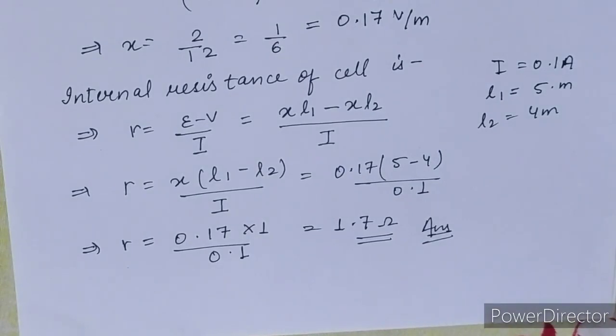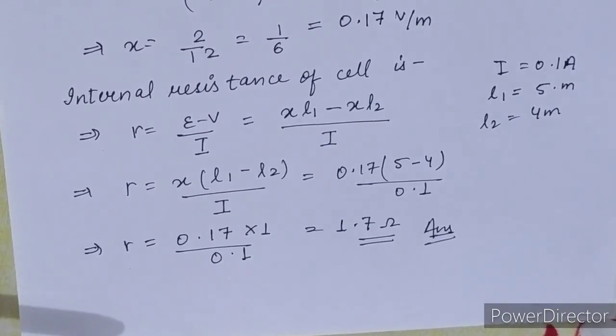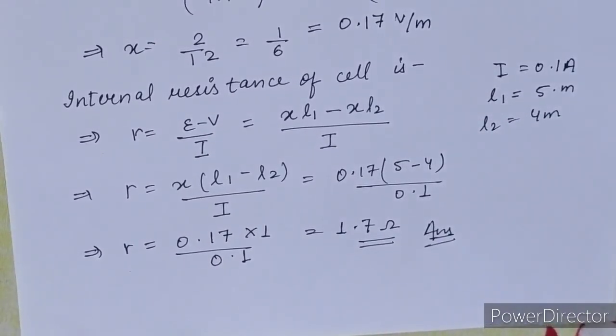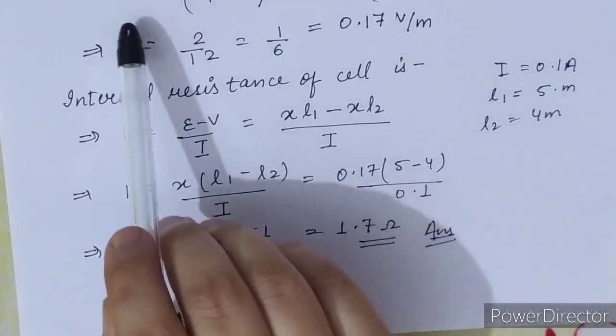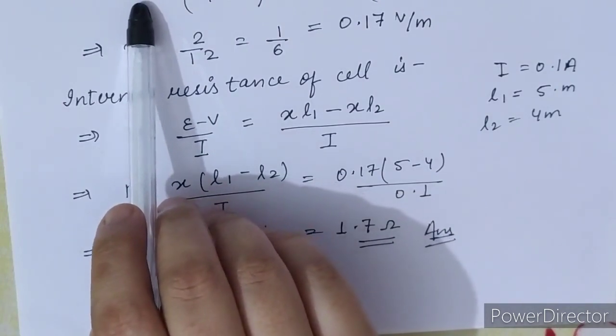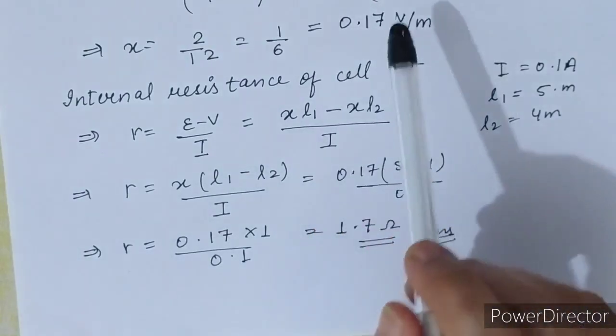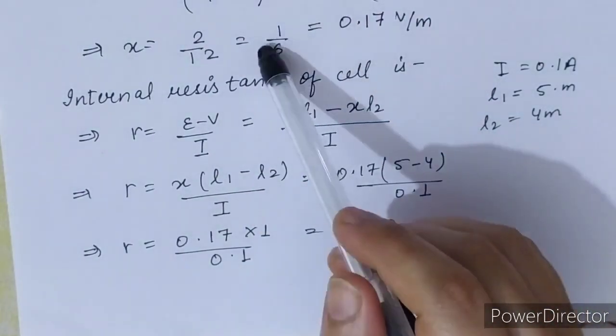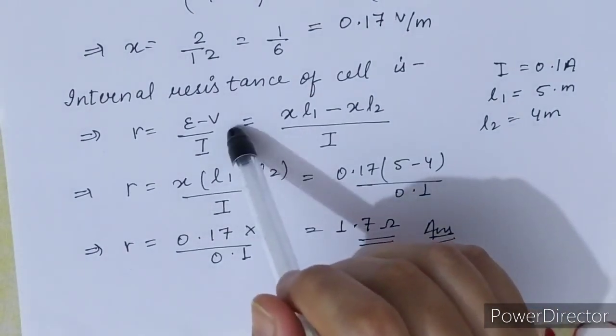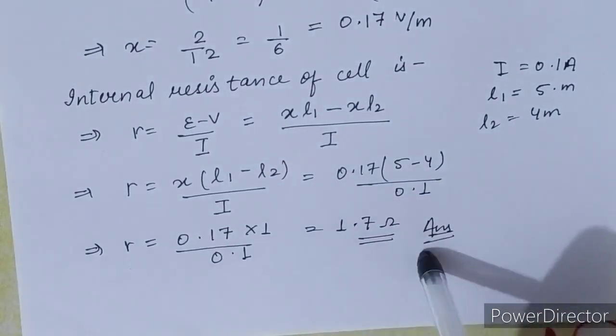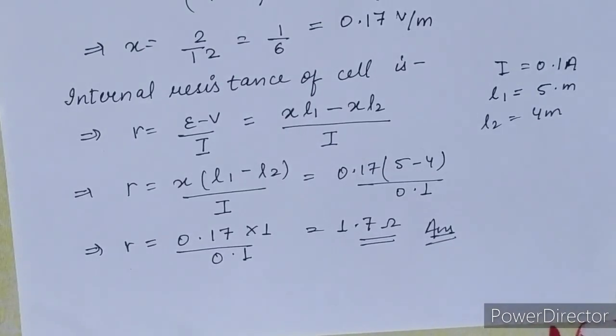According to the formula, you have to calculate the values. Here, the value which you have to calculate is the internal resistance of a cell. But the first thing you have to remember is that without calculating the value of the potential gradient, you are not able to find the value of the internal resistance of the cell. So first you apply the formula to calculate the potential gradient, and then put that value in the formula of internal resistance of a cell. Clear? So that you can easily get through this. Okay.